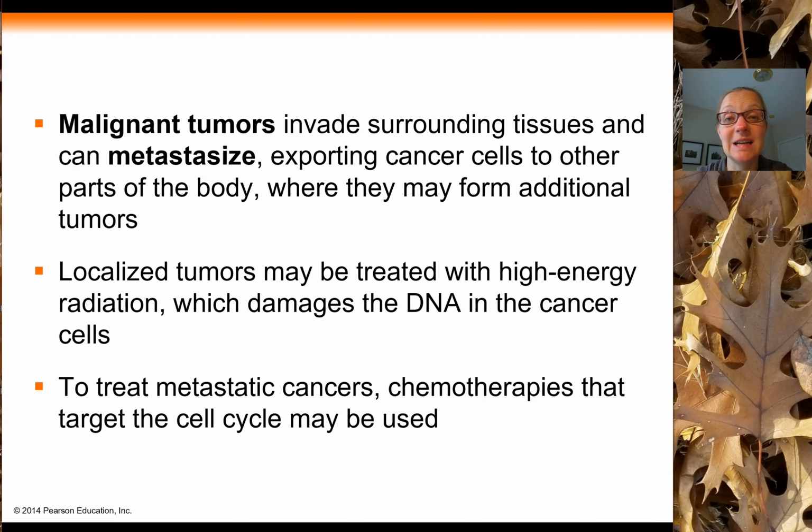Now, metastatic cancers, ones that have spread to other parts of the body or are highly likely to spread, need to be treated systemically. So you need to treat the whole body. And this is typically where chemotherapy comes into play. So chemotherapeutic drugs are typically anti-mitotics. So they prevent cell division.